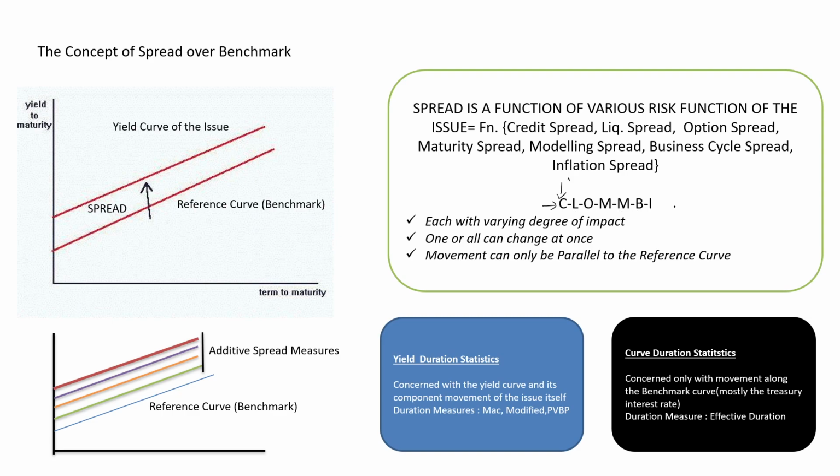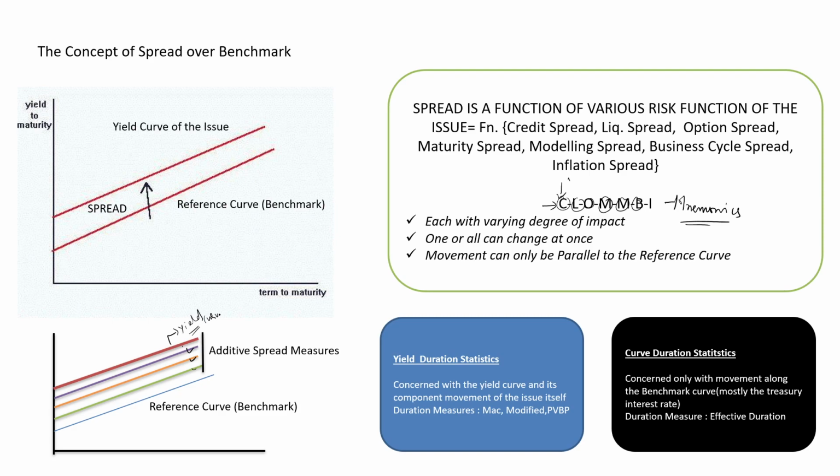The abbreviation, or the mnemonic, of which is called CLOMB. It will help you remember. So these lines which you're seeing are nothing but part of these spread measures. As the bond becomes riskier, these spread measures would increase. As the bond's riskiness comes down, the spread measures accordingly or proportionately will decrease. And when you add all of them, this is your final yield curve.